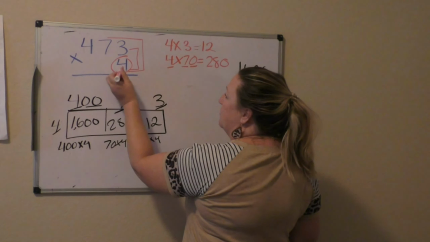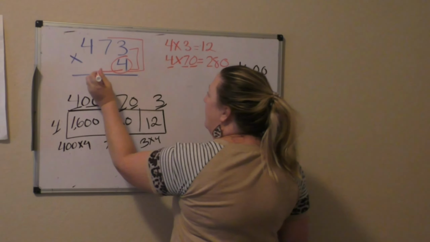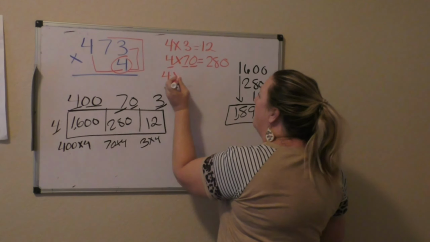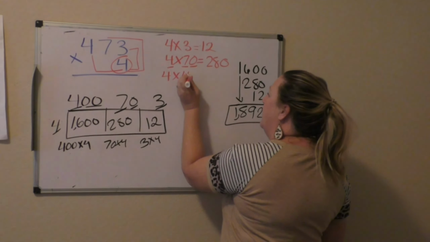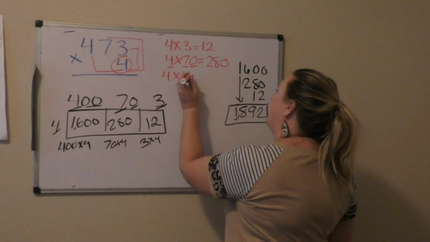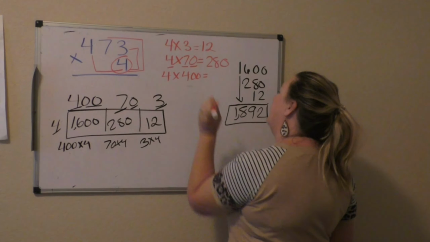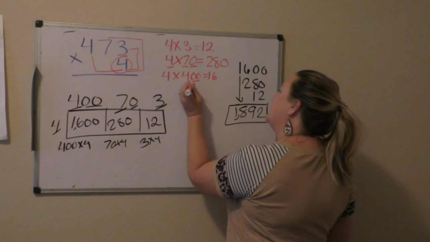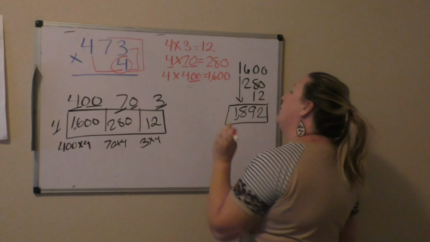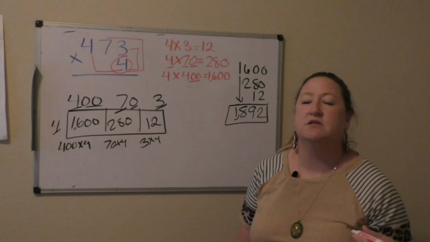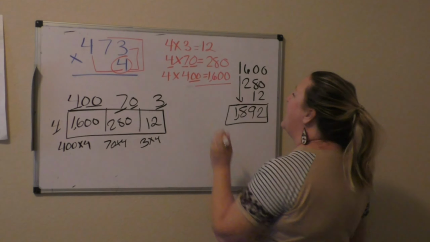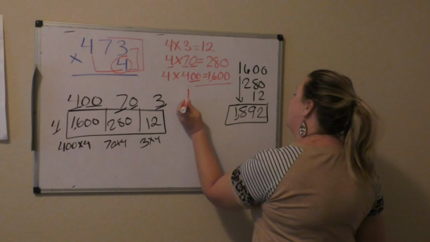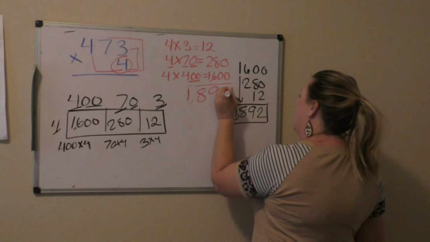My very last step is I'm going to take this 4, and now I'm going to multiply it by that 4. I'm multiplying it not only by 4, it is in the hundreds place, so I'm multiplying it by 400. 4 times 4 is 16. I have my 2 zeros, I'm adding them over here. So 4 times 400 equals 1600. When I add all those up, again, same answer as my box, I'm going to get the same answer of 1,892.